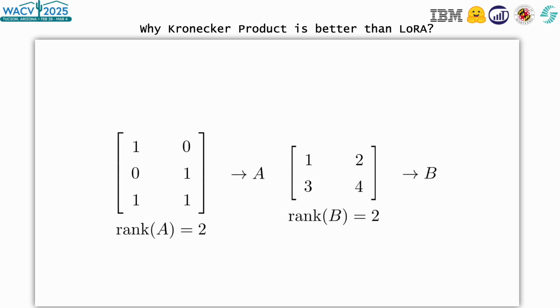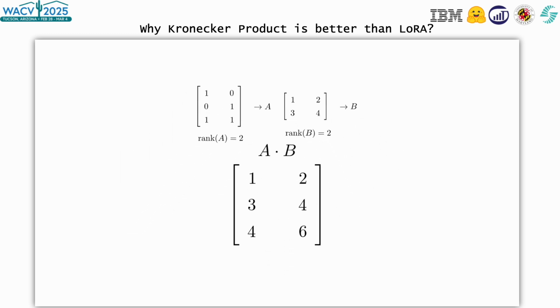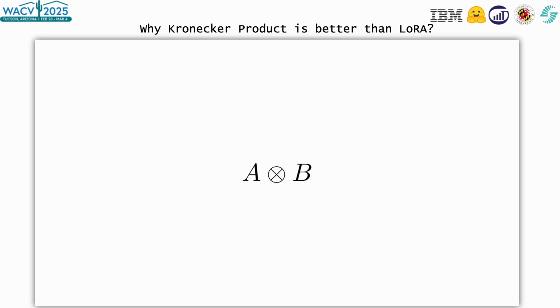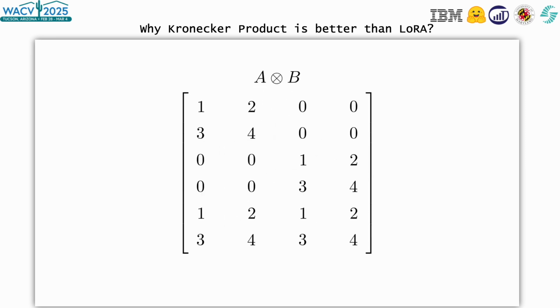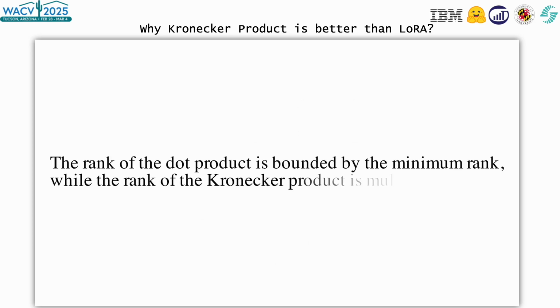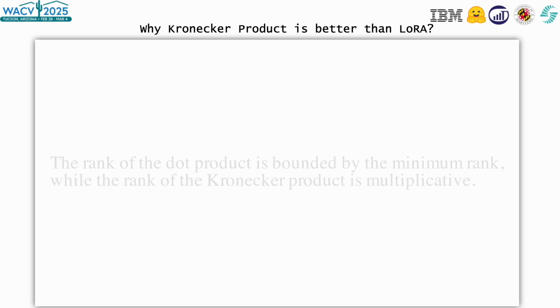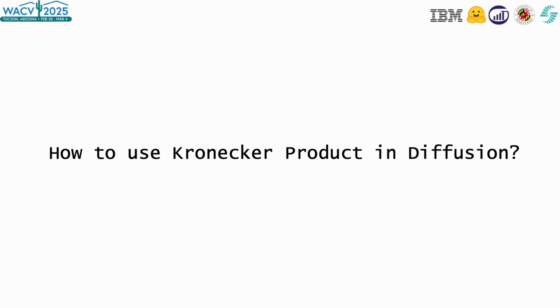Consider two matrices, A with dimension 3 cross 2 and B with dimension 2 cross 2. Their dot product results in a matrix of dimension 3 cross 2, leading to rank 2. Now, the Kronecker product results in a matrix of dimension 6 cross 4, which leads to rank 4. This multiplicative rank property of Kronecker products is the core reason. Let's look into how we can use Kronecker adapters in diffusion models for personalization.